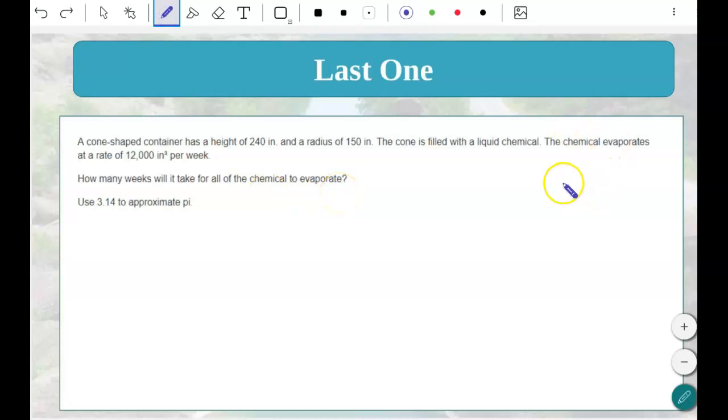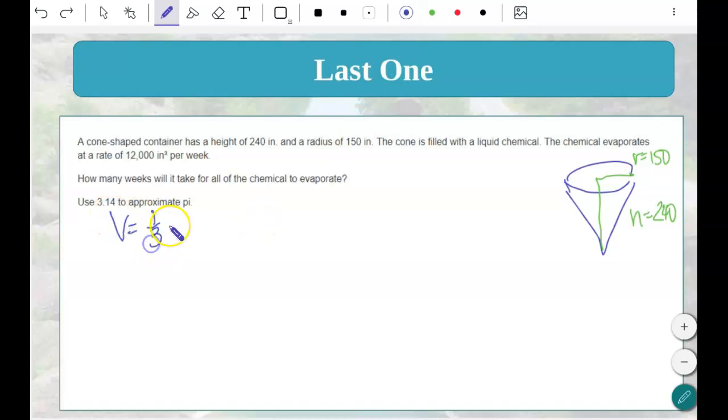So we have this cone-shaped container that has a liquid chemical in it. And I'm going to go ahead. The radius given to us is 150. And then we do our height. The height is 240. We have to find the total volume first. And we use that formula 1/3 the base times the height. The base is a circle, so it's pi r squared.